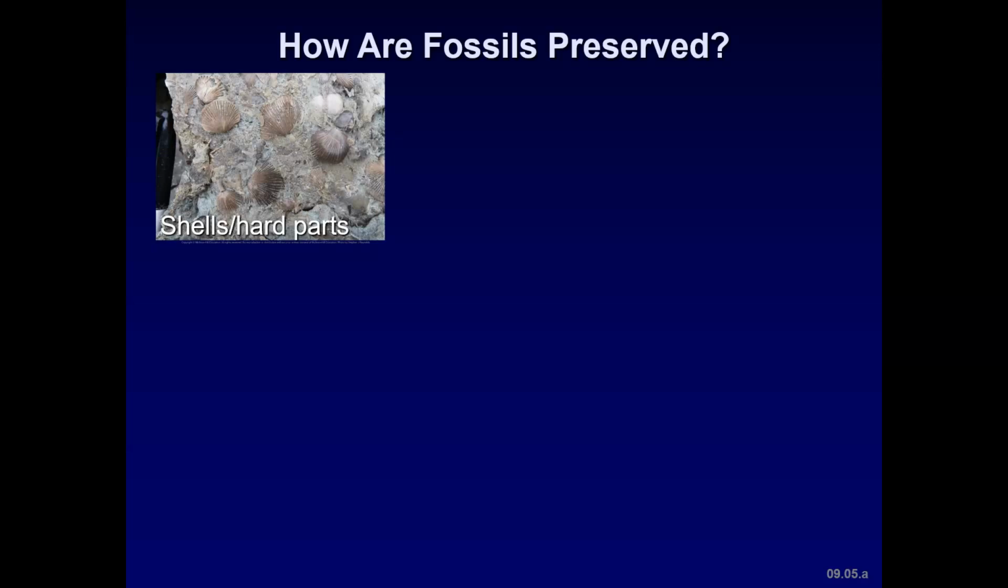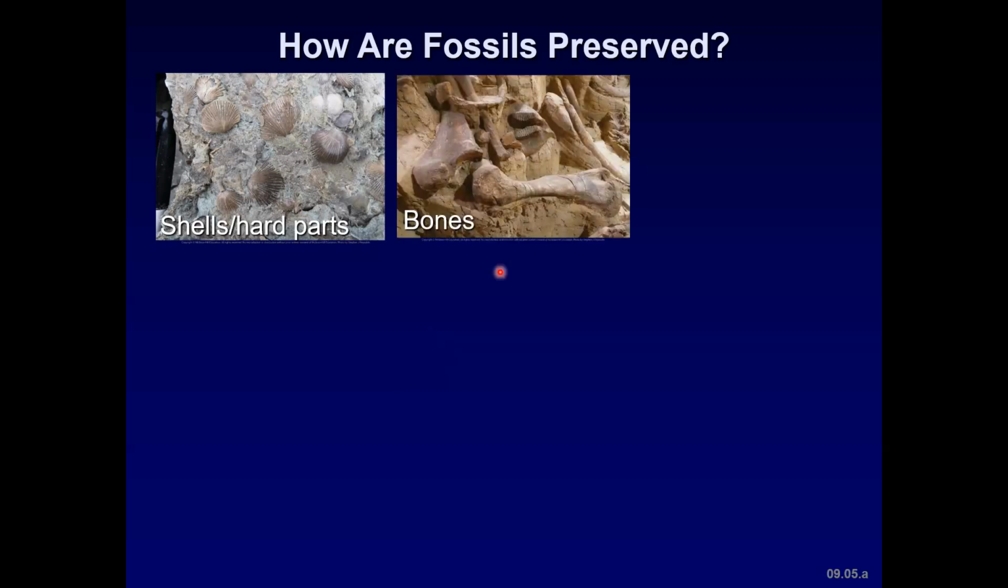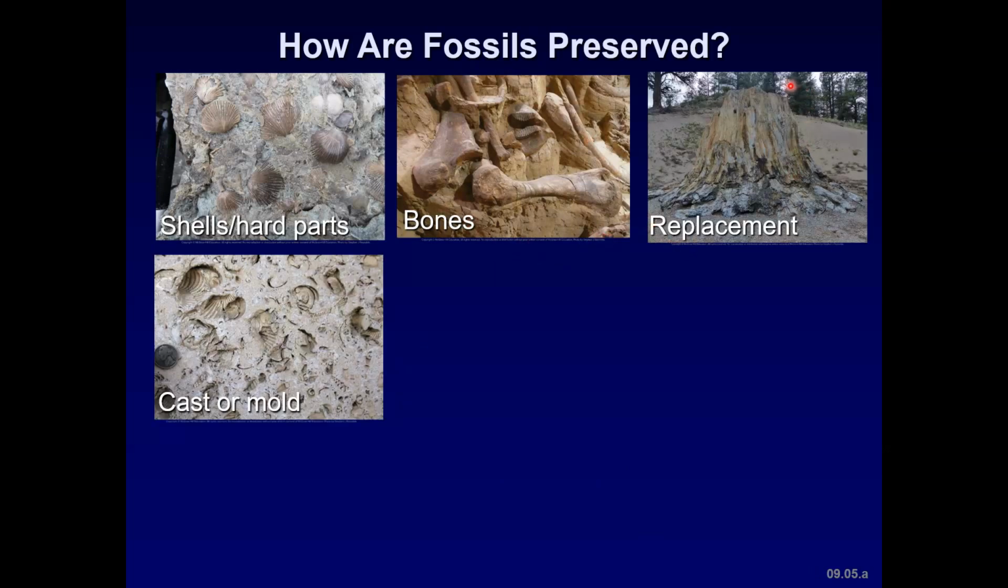This is Chapter 9, Geologic Time, Lecture 2, and we'll pick up here with how are fossils preserved. All right, so if you have something like shells or hard parts like bones, those are the easiest things to preserve in the fossil record. So we have shells here, we have bones that are fossilized, we have replacement of structures like trees into petrified wood.